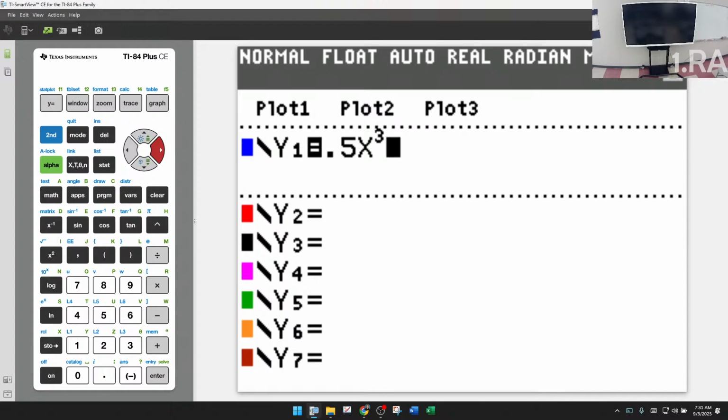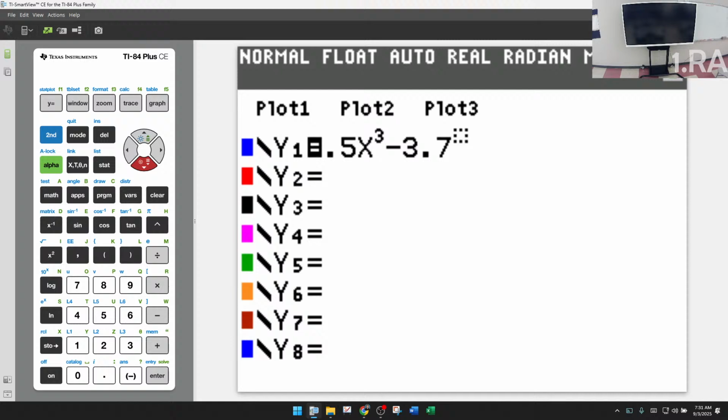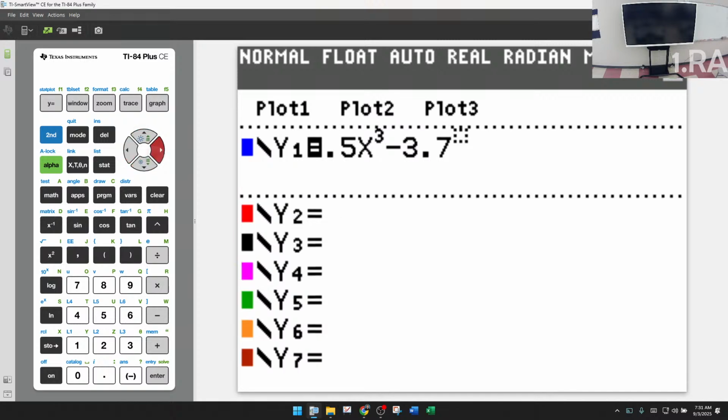Minus 3.7. Whoops, that's not a power. I'm doing as bad as you guys, son. Get back up there. Delete. Good enough. 3.7x squared.